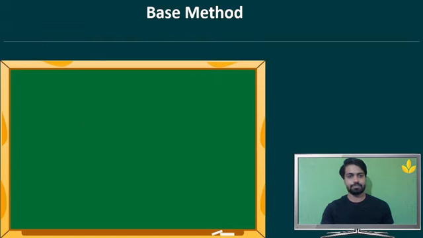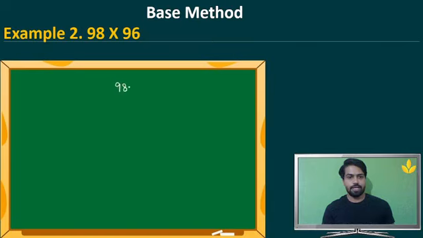Let's see. Yes, here we have 98 and 96. Both are near to a number which is 100. Again, the base is 100 for us in this question also. Okay, but here both the numbers are less than 100. This is 2 less than 100. This is 4 less than 100.